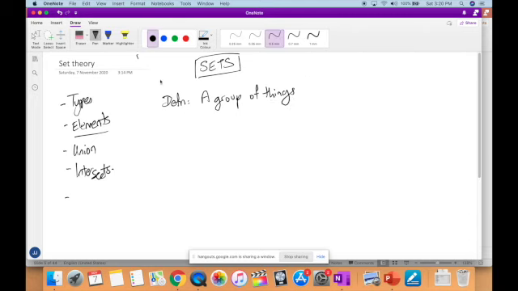Right, no, so it is a group of things that have something in common. And this is a super important topic, not only in maths, but in life itself. A set is a group of things that have something in common. So for example, could you give me an example of a set? What's a group of things that have something in common?